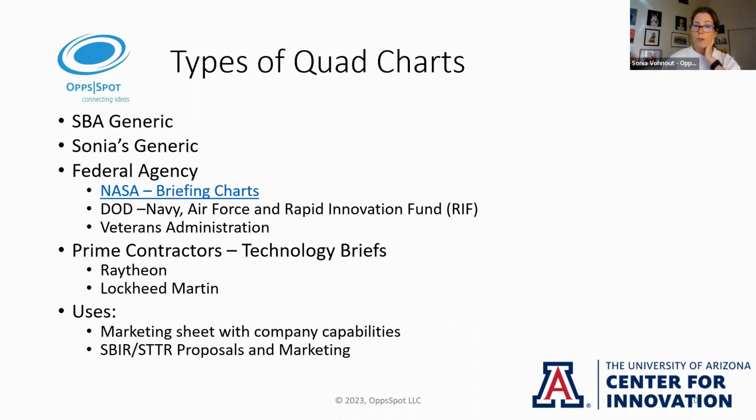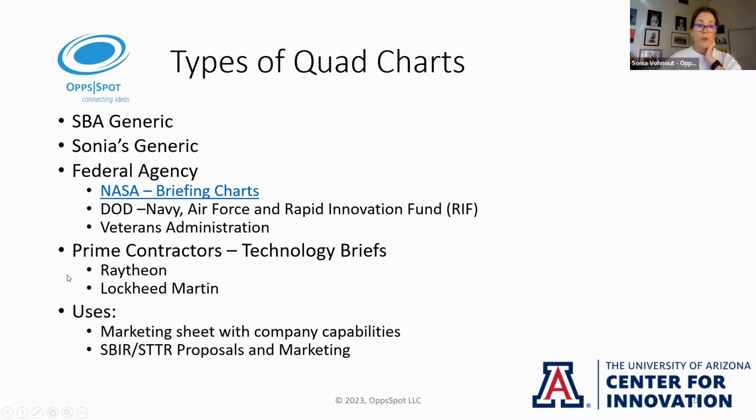One the Air Force uses, which is very similar. And then the Rapid Innovation Fund, that right now I don't think it's active, but a few years ago it was active, and you could request up to $3 million, and it was a phase 3. They would fund companies that had SBIRs, and if they liked it, you'd submit a proposal which included this quad chart. And then I found one by the Veterans Administration as well the other day, so I included it here.